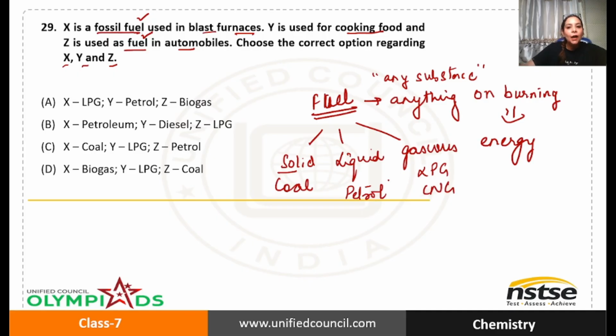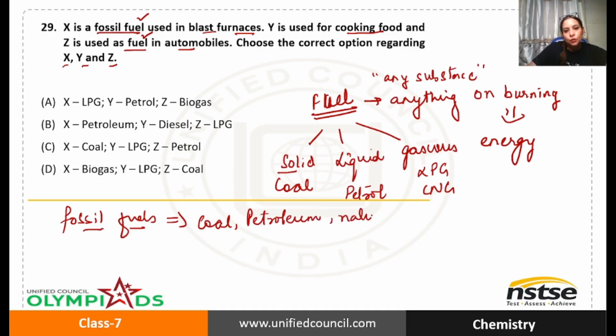Now, here we need to identify that X is a fossil fuel. What do we mean by fossil fuels? Fuels which are obtained from fossils. Fossils, I hope you all remember, are dead remains of plants and animals that got buried under earth, and with time they got covered with sediments. Due to high pressure and high temperature, they transformed into fossils. So fossil fuels are particularly coal, petroleum and natural gas.